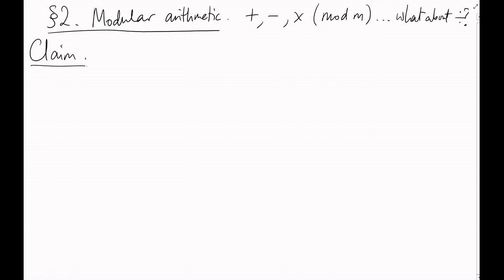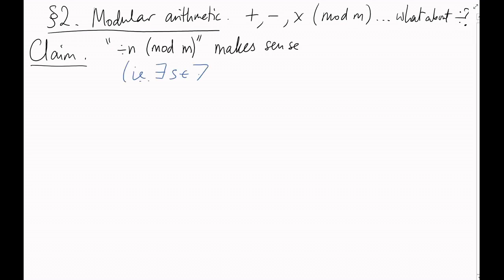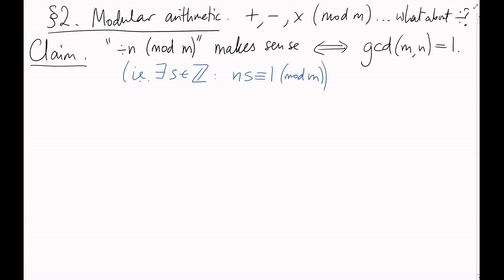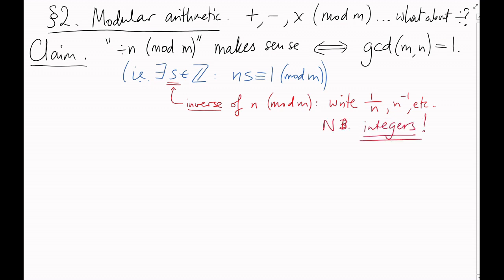Well, I claim that division by n modulo m makes sense, that is, there exists some integer s such that n times s equals 1 mod m, if and only if the greatest common divisor of m and n is 1. And when this is the case, we'll usually call s the inverse of n mod m, and we'll write it as 1 over n or as n to the minus 1, adopting the more usual division notation. But notice that these things are integers.